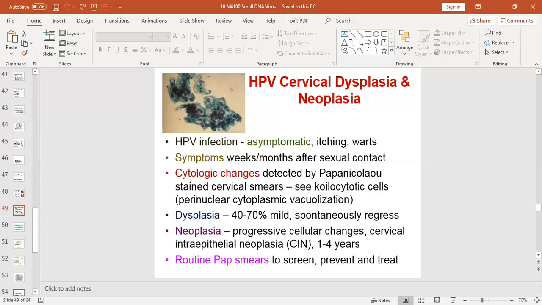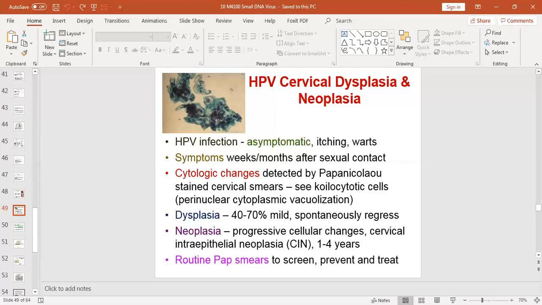Then what do we see? We either see dysplasia, which in 40 to 70% of the cases is mild, and these changes will spontaneously regress. They go away by themselves. Dysplasia is changes in the cell, whereas neoplasia are more progressive cellular changes, and these changes will result in cervical intraepithelial neoplasia, or CIN, which is cancer of the cervix.